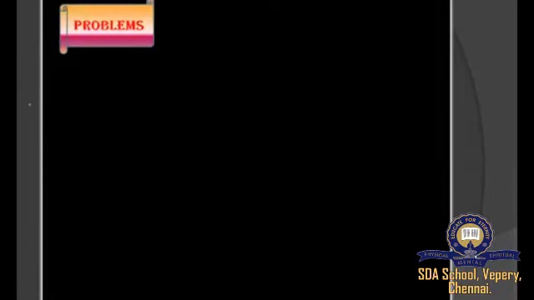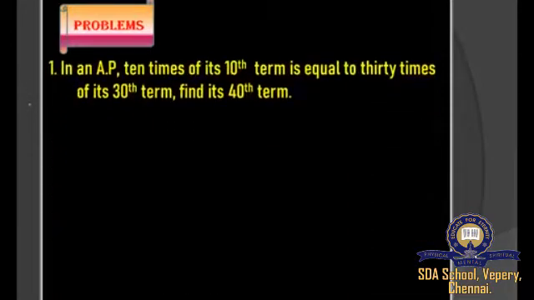Now, it's time to move on to the problems. In the last session, we came across some simple problems related to arithmetic progression, right? Today, we are going to solve some important problems using arithmetic progression. Let's move on to the problems quickly. Here, I have taken one example. The first problem is: in an AP, 10 times its 10th term is equal to 30 times its 30th term. Find its 40th term.